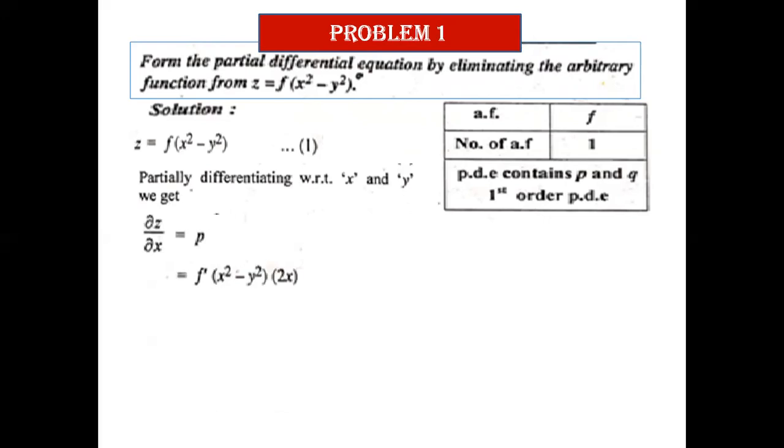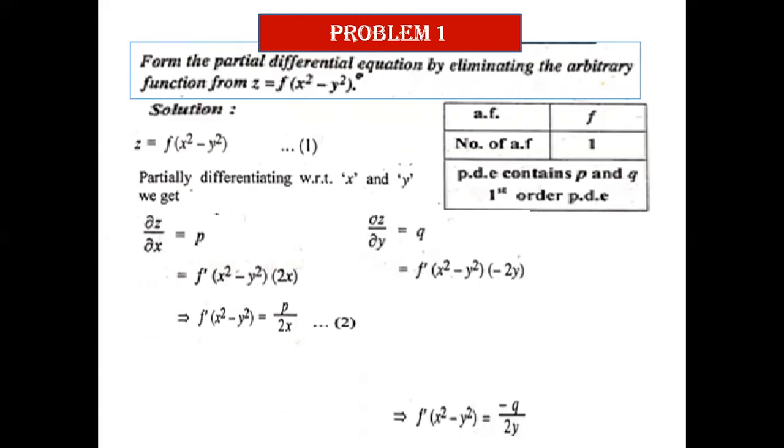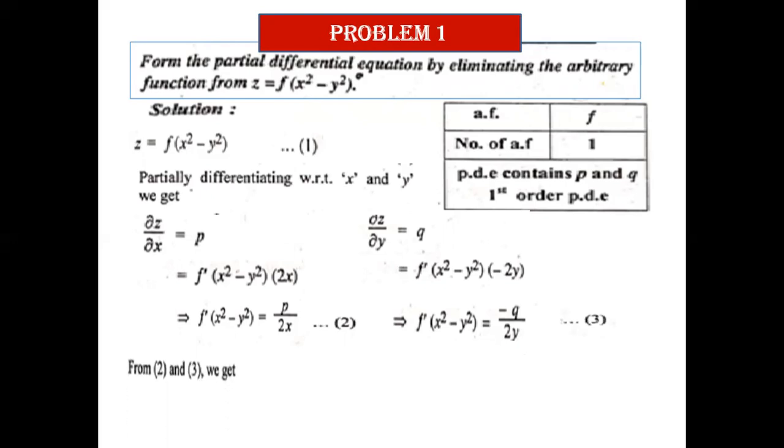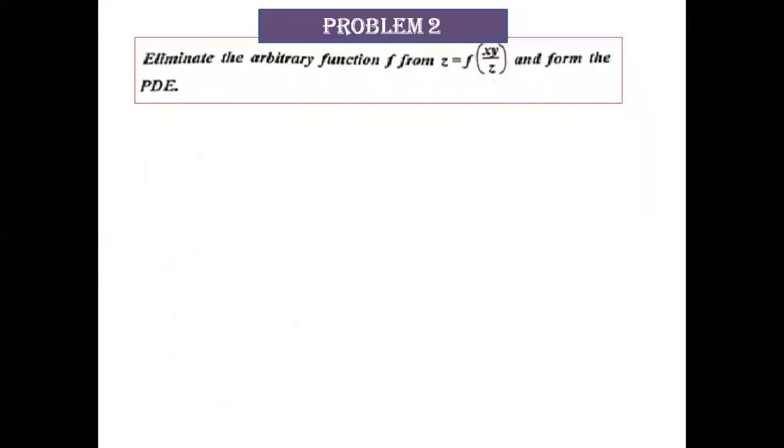We get dou z by dou x equal to p, that means f dash of (x square minus y square) into 2x. Again, partially differentiating with respect to y, we can easily simplify that: q equal to f dash of (x square minus y square) into minus 2y. Therefore, f dash of (x square minus y square) equal to minus q by 2y. Equations 2 and 3 are both the same. Therefore, p by 2x equal to minus q by 2y. Therefore, py equal to minus qx. This is our solution. So we are going to our next problem.